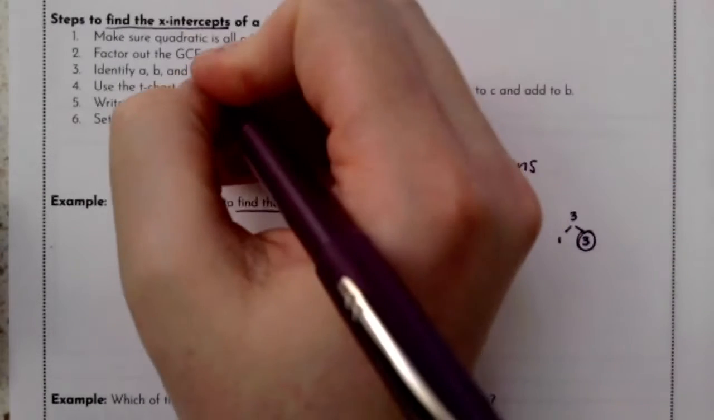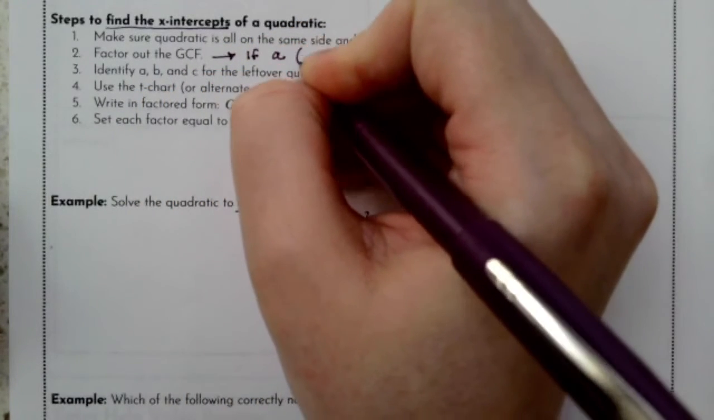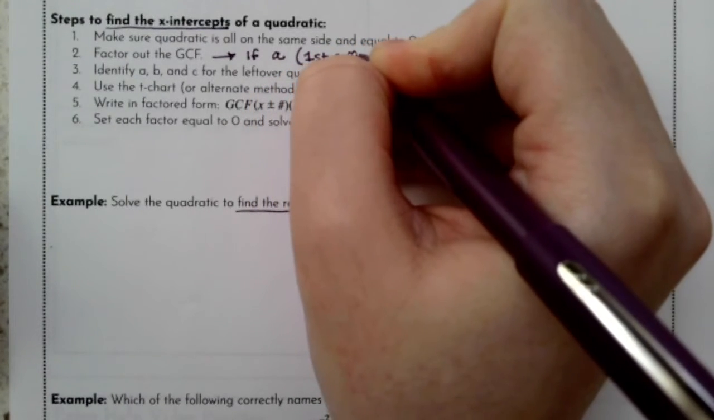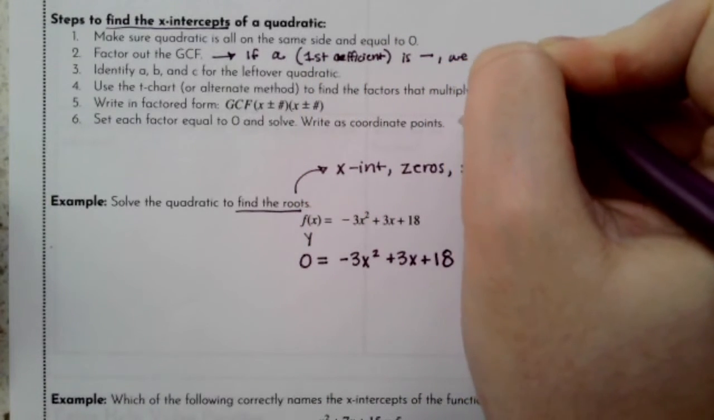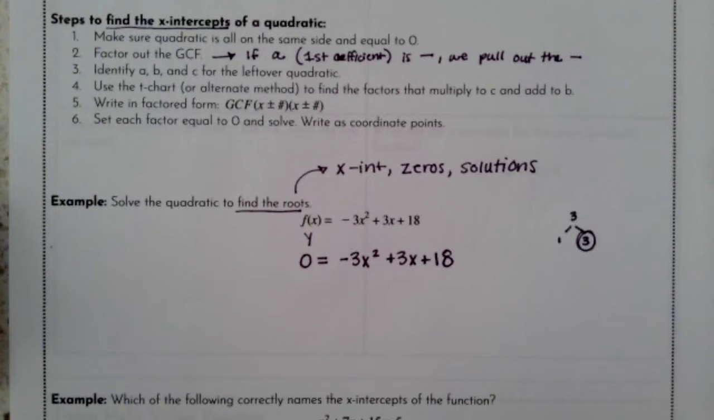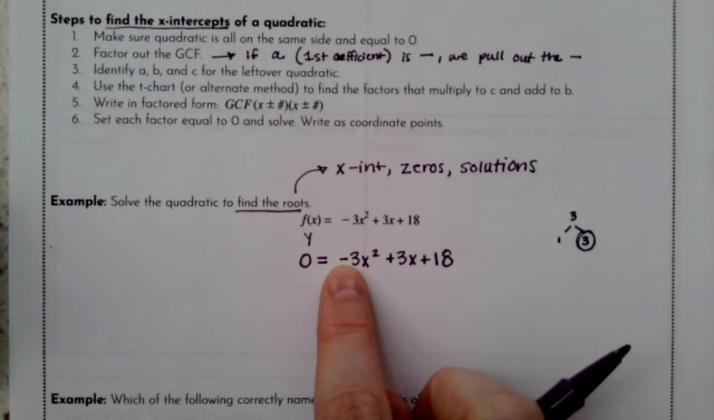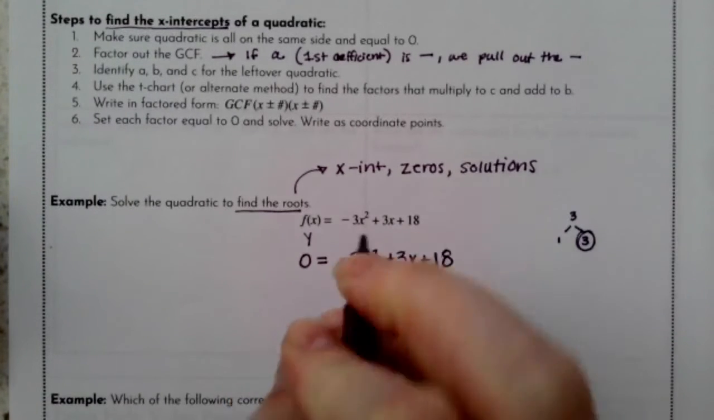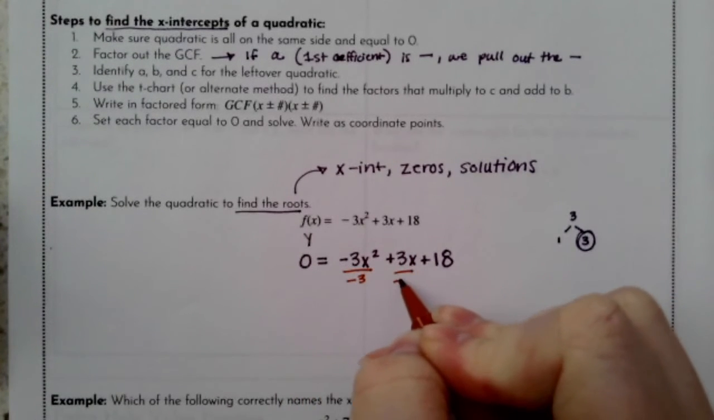And I want to make a little note to myself when we factor out the GCF. If A, which is the first coefficient, is negative, we pull out the negative. So if A is negative, then we pull out the negative. And in our case, you can see that A is, in fact, negative. So when I go to factor out the 3, I want to take out a negative 3. And all that means is that I am going to divide everything by negative 3.